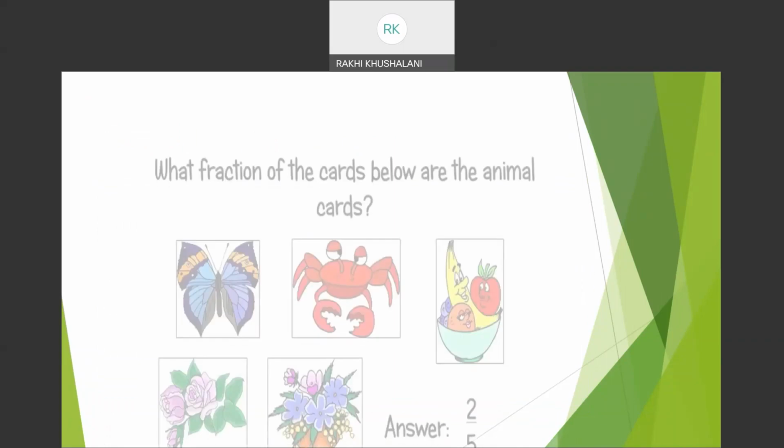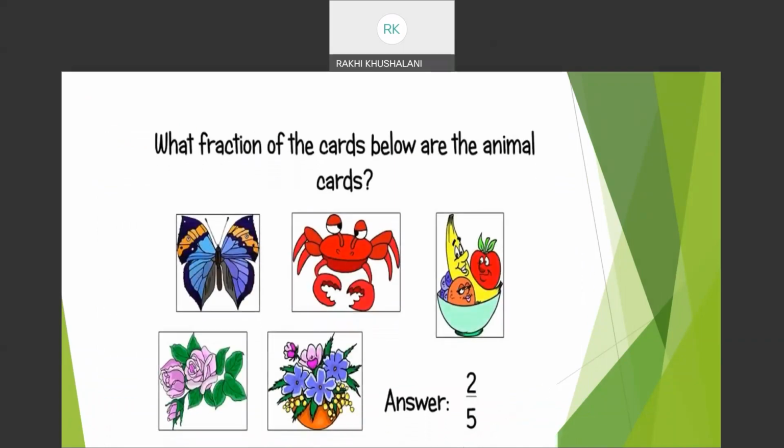Okay, what more is there? Let's see here. What fraction of cards below are the animal cards? Now there's a butterfly, there is a crab, there are vegetables, fruits, there are flowers, and there is a bouquet of flowers.